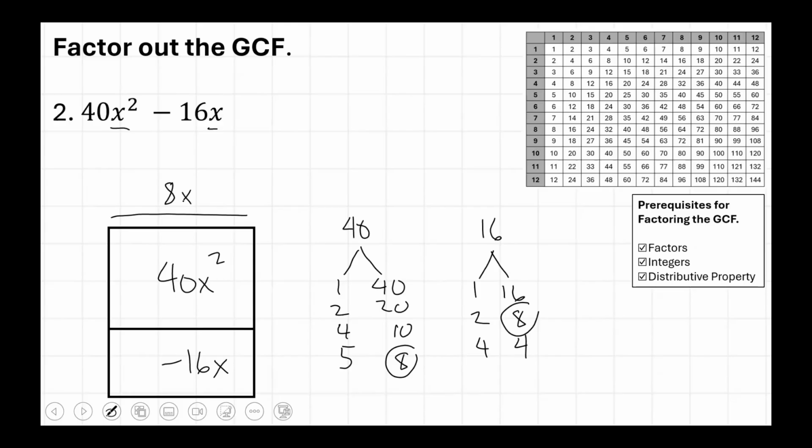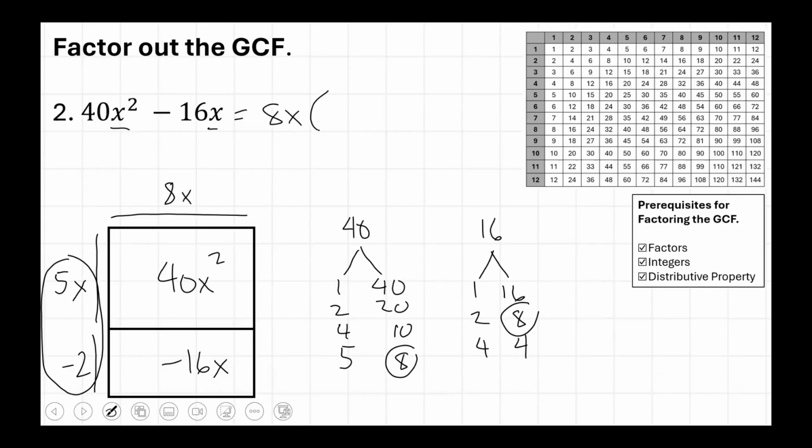Now that we have the GCF, we can easily complete the dimensions here and here. 40 divided by 8 is 5, and x squared divided by x is x. And negative 16 divided by 8 is negative 2. And x divided by x is only 1. And you will understand and check as well that on the side here, there is no common anymore. So therefore, you are on the right track.